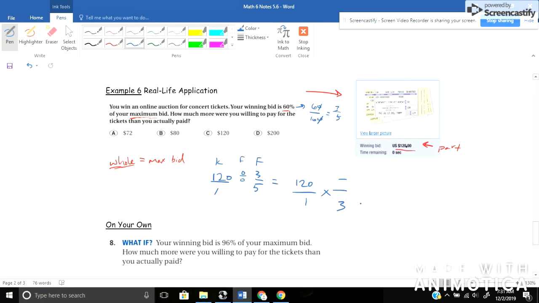And can I simplify first? Well, divide by 3 would be 1. Divide by 3 would be 4, and add the 0. So 40. And then I can multiply across. 40 times 5 would be 200 over 1, same thing as 200. So my max bid was $200. You had $200 to spend on these tickets. You only paid $120. So how much more were you willing to pay than you actually did pay? Well, 200 minus what we actually paid would give us a total of 80. So the correct answer is letter B.